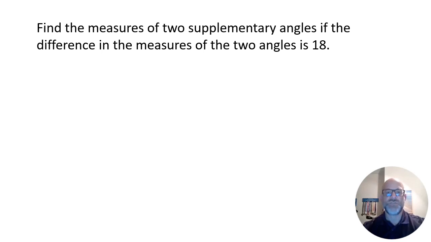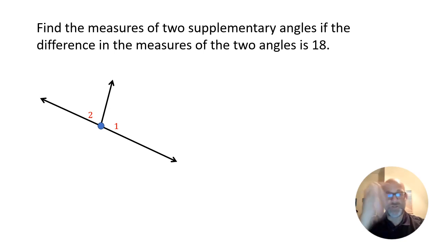All right, let's translate to geometry. Find the measures of two supplementary angles. Supplementary angles total 180 degrees, so it's probably going to look something like this. Angles 1 and 2 sum to 180 degrees, as you can see. Also, we're told that the two angles have a difference in their measure of 18 degrees.